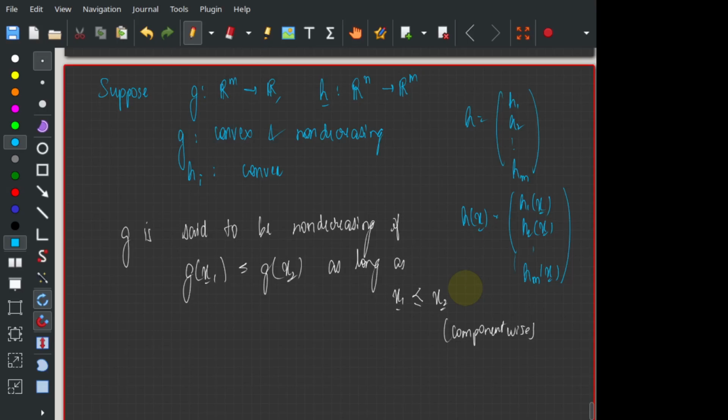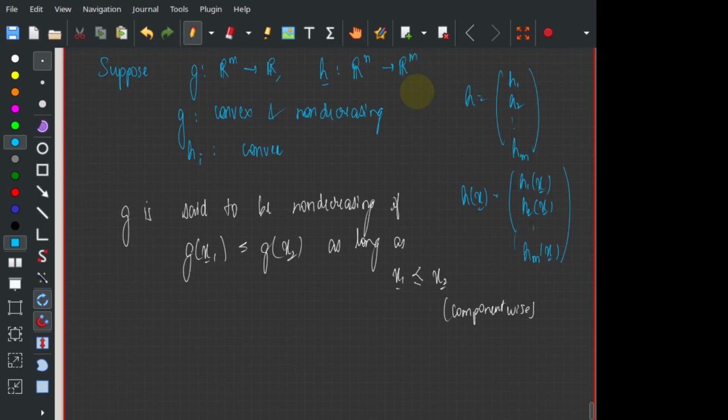So H is a general map from Rn to Rm. G is a map from Rm to R. We assume that G is a convex function and it's non-decreasing in the following sense. And each component of H is a convex function. So a map from Rn to Rm can be viewed as a collection of m functions from Rn to R.